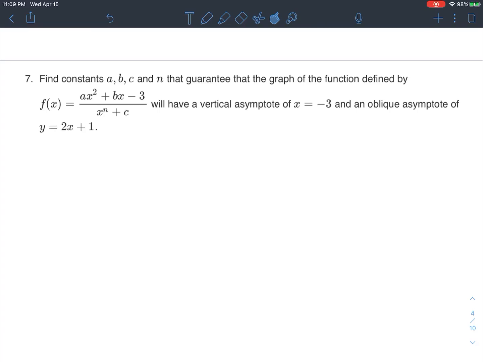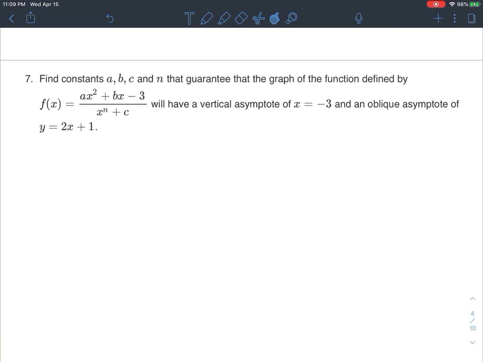All right, here we go. Number 7 from the homework from CEMC. Find constants a, b, c, and n that guarantee that the graph of the function defined by f of x equals that will have a vertical asymptote of x equals -3 and an oblique asymptote of y equals 2x plus 1. Well, that seems a bit challenging.